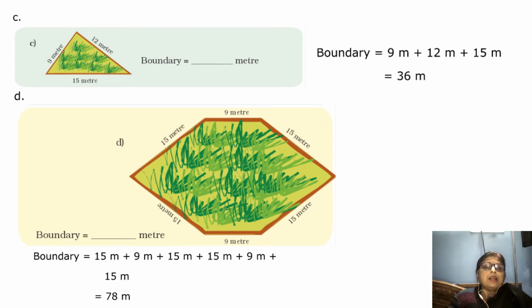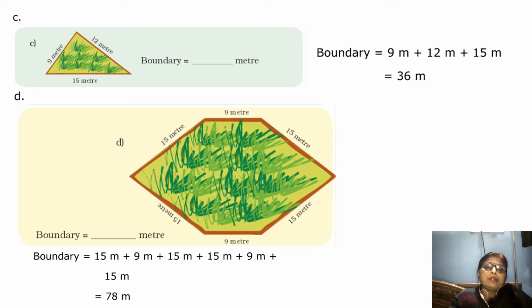Same thing is here. Earlier I have discussed it. Find out the total length of the boundary. You add 9 meter, 12 meter and 15 meter, that is equal to 36 meter.